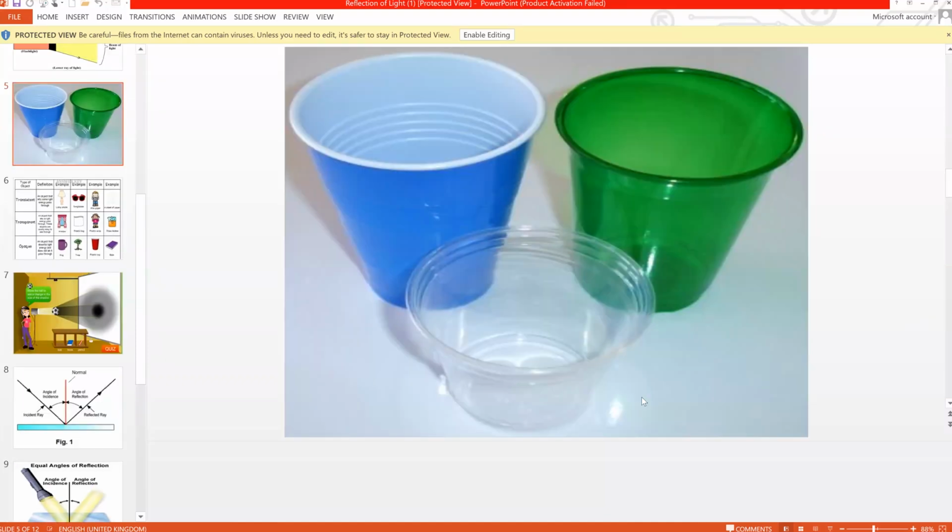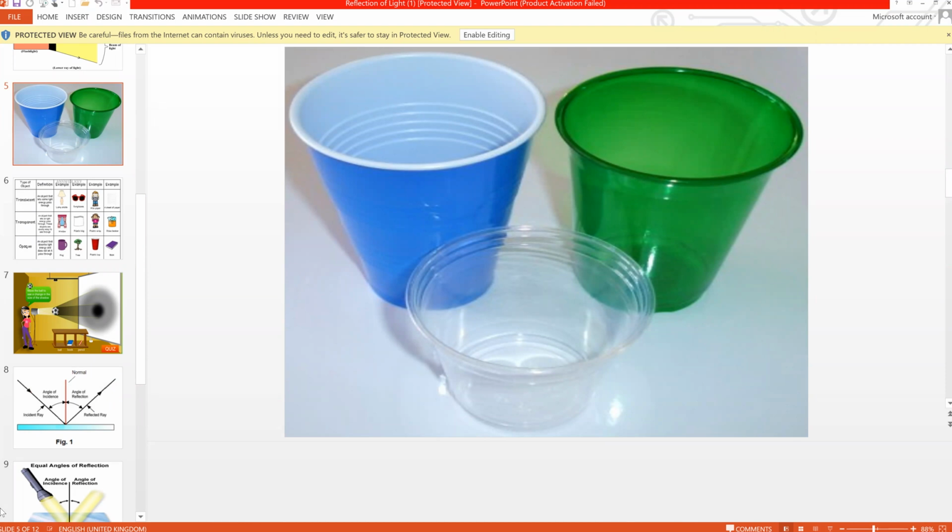So, what is the slide which is appearing for you? Three glasses, ma'am. What is the meaning of this? There is a transparent glass, a translucent glass, and an opaque glass. Yes. So we have different kinds of objects.